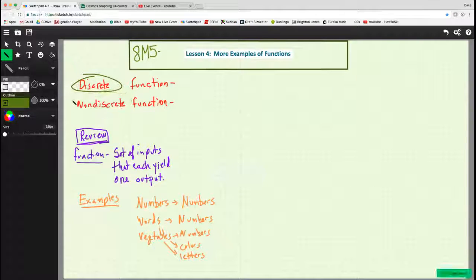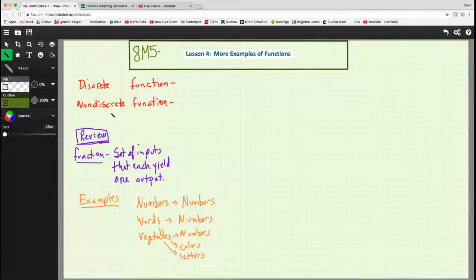On a scale of 1 to 10, I'm going to give this one about a 2 or a 3. Hopefully I can make it a 1 for you. Totally simple to understand, and most students will get this pretty quickly. The homework is pretty straightforward. It's identifying functions that are discrete or non-discrete.